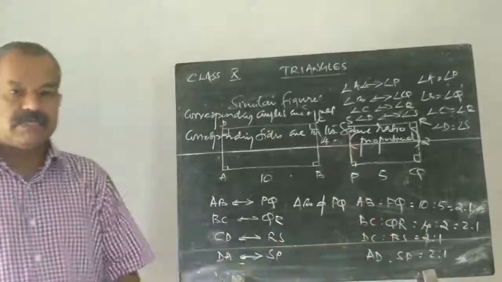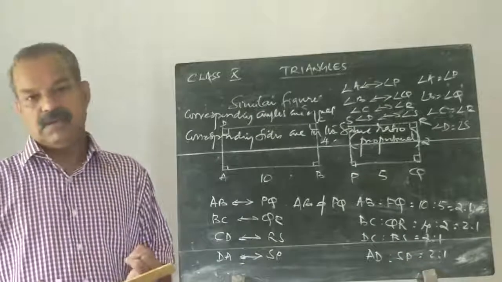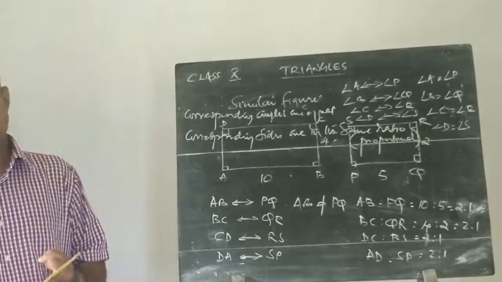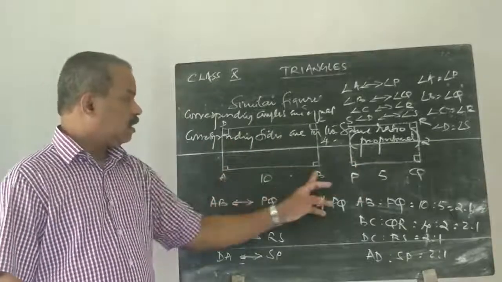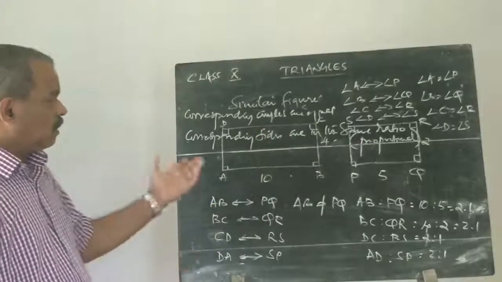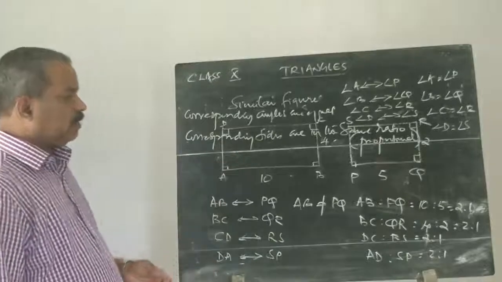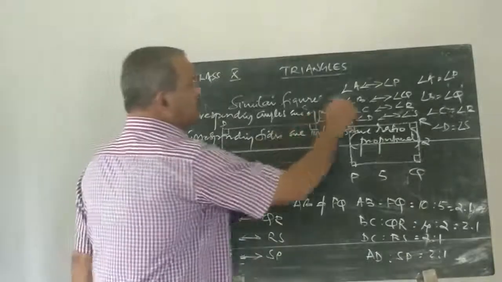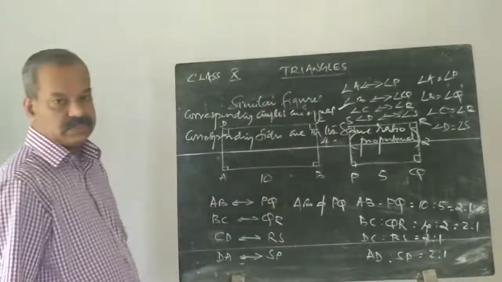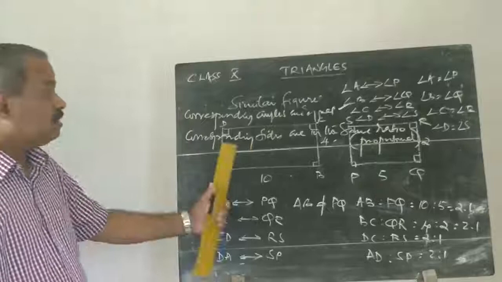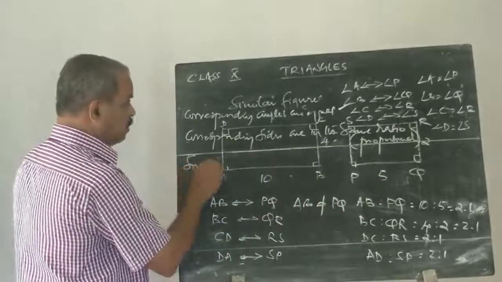So in the previous case, that is in the case of congruent figures, the corresponding sides are equal and the corresponding angles are also equal. But in the case of these two figures, rectangle ABCD and rectangle PQRS, the corresponding angles are equal and the corresponding sides are in the same ratio or proportional. Such figures are called similar figures.